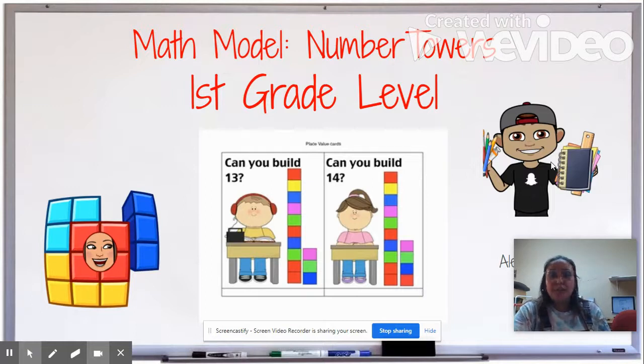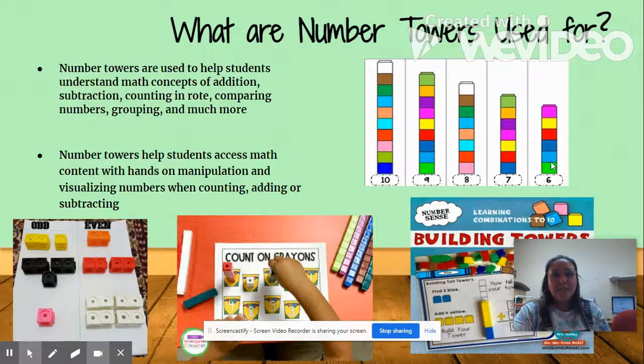We are studying the math model number towers. We decided to go with first grade level, and we're going to be talking about unifix cubes and manipulatives and how to use them in the classroom. So what are number towers used for?